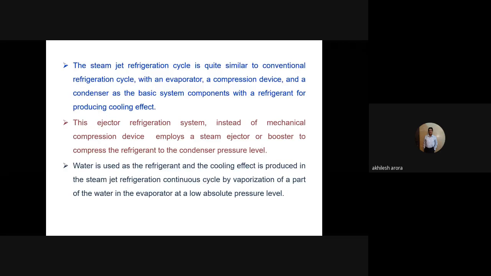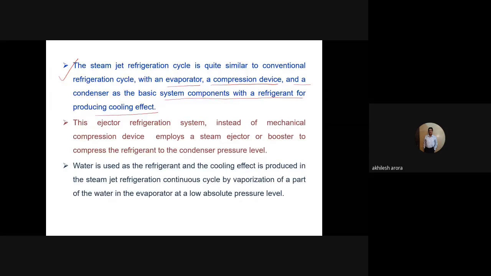The steam jet refrigeration cycle is quite similar to conventional refrigeration cycle with an evaporator, number one, a compression device. It is not a compressor here, it's a compression device, different from a compressor, a condenser as the basic system components with a refrigerant for producing cooling effect. So nearly all of these components are available in case of a vapor compression system also, but here we are not using a compressor like in case of a vapor absorption system, but there is an ejector which is taking care of the increase in the pressure actually.